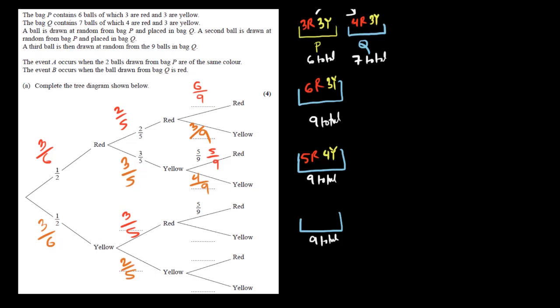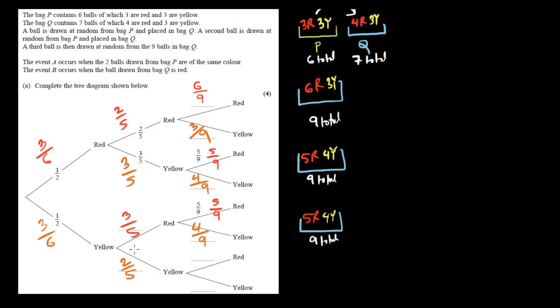So the red has increased by 1, so 5 red, and the yellow has increased by 1 also, and that is going to be 4 yellow, just like before. So again, we know the probability of red from bag Q is going to be 5 out of 9. Now again, the probability of yellow, since this is the first time we are taking an item from bag Q, this too doesn't matter because we've already done the calculation. This is going to be 4 out of 9.